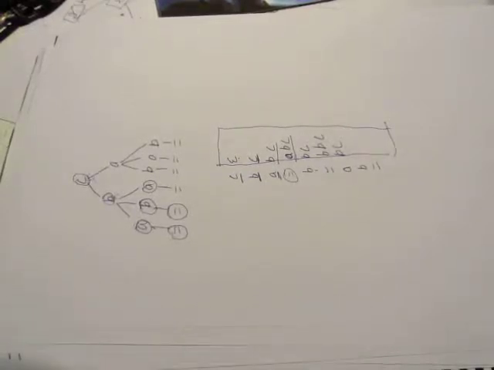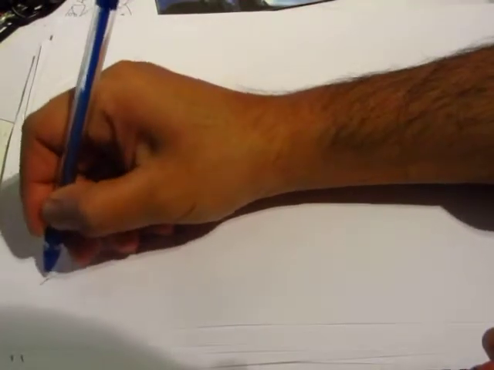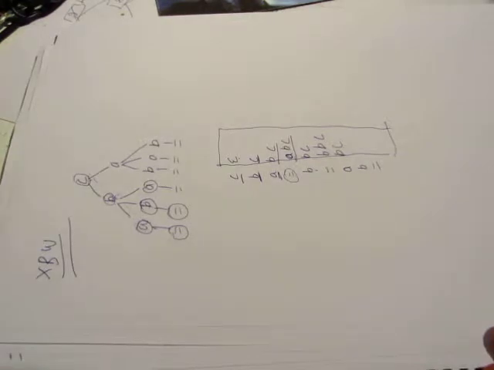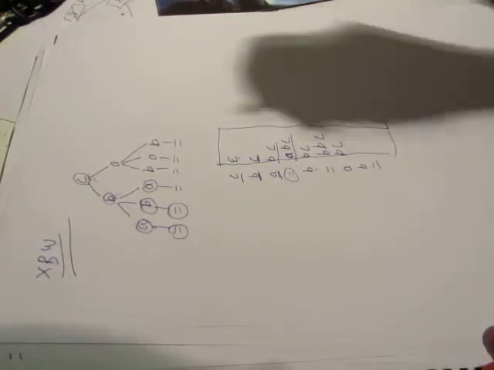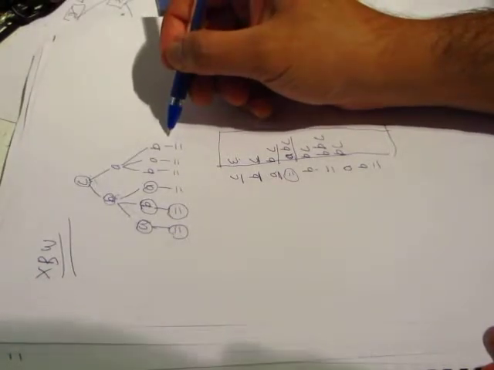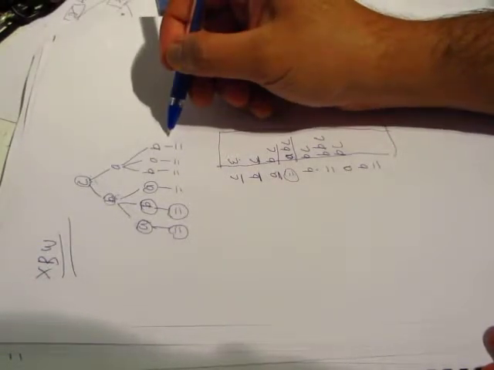Hi guys, today we do XBW. This is the XML form for Burrows-Wheeler transformation. So let's begin. This is the tree and we want to make the SPWT for this tree.